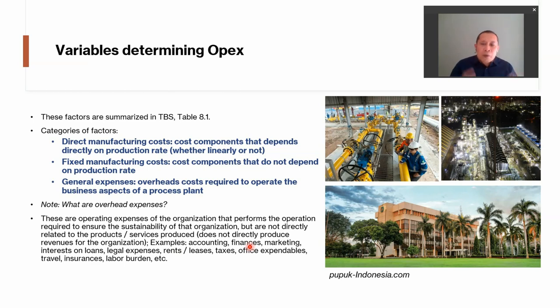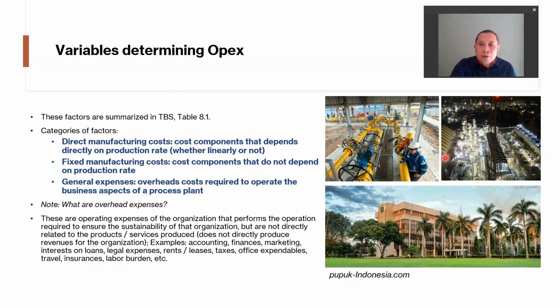All right. Overheads are expenses that are associated with support operations, those operations that do not directly produce revenue for the organization. For example, accounting, finances, marketing, interest on loan, legal expenses, rents, and so on. Okay, office expendables, travel, insurance for employees, and so on. Okay, so just to give you an example, people working in this plant.